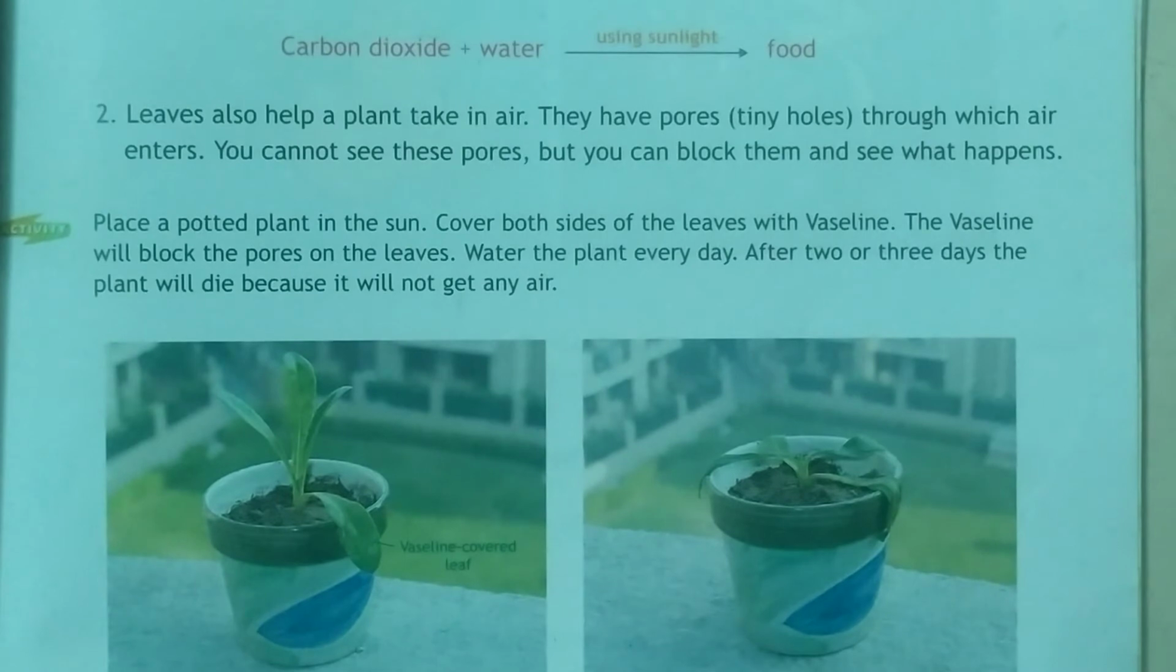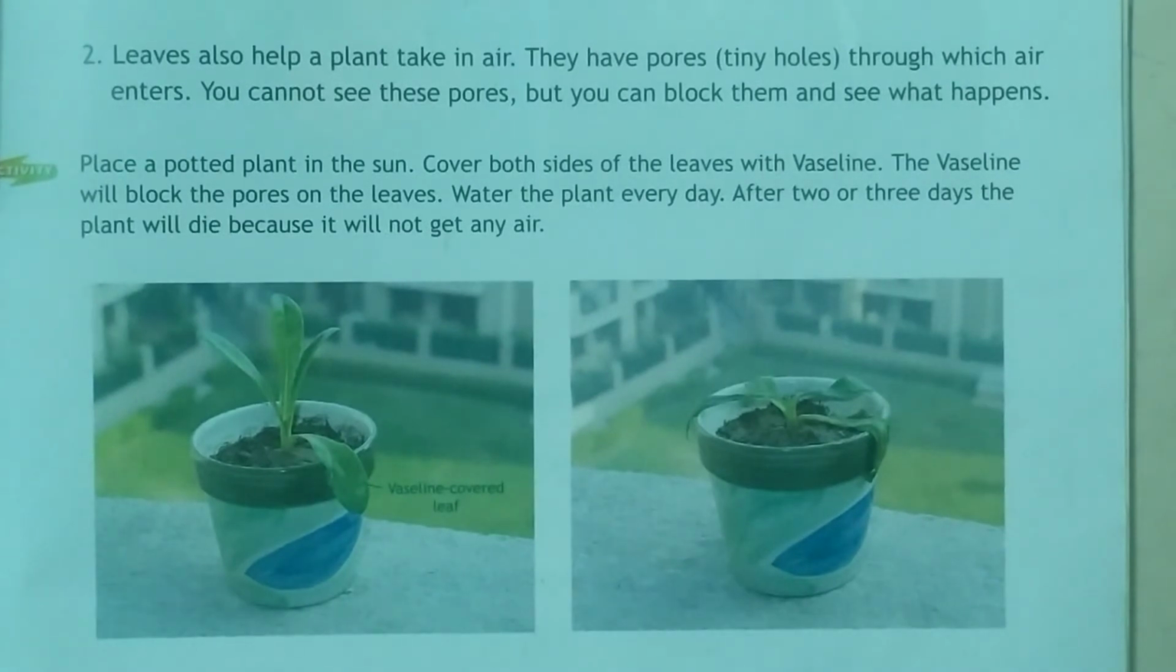What happens? After 2 or 3 days, the one you kept inside your house will die. And the one you kept outside in the sun will be very greenish and will grow. Why? Because you should also water it. Plants need sunlight to prepare their food.